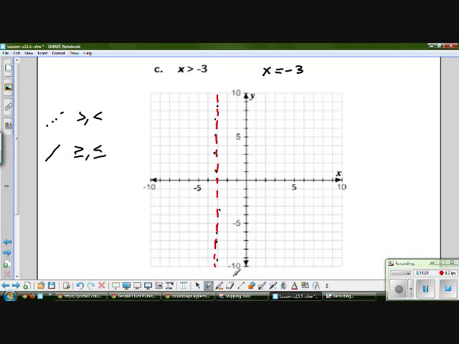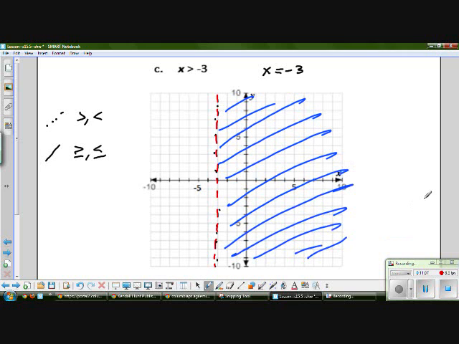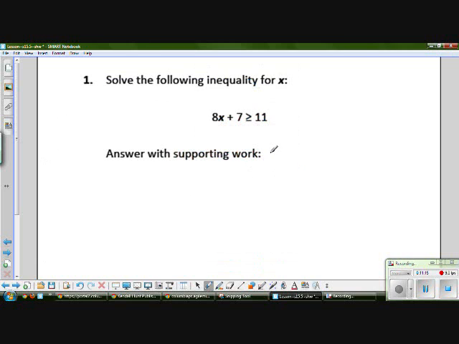Okay, next question. Solve the following inequality for x. Support the work, or go ahead and show the work. So here's the deal. 8x plus 7 is bigger than or equal to 11. It doesn't ask me how I'm going to solve this, so I'm going to do it by hand because I don't have a graph handy. The graphing is kind of complicated anyway. I'm just going to solve it by hand.